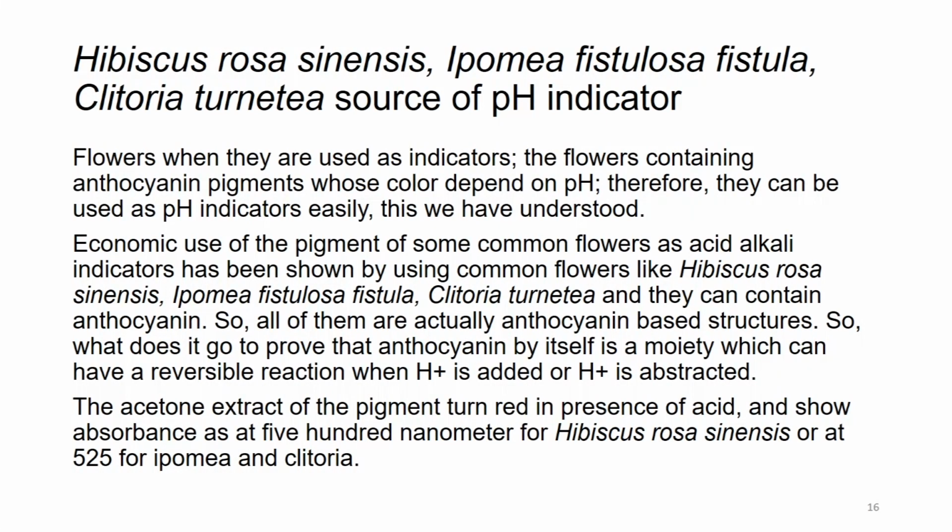Economic use of the pigment of some common flowers as acid alkali indicators has been shown by using common flowers like Hibiscus rosa sinensis, Ipomoea fistula, Clitoria ternatea, and they all contain anthocyanin molecules. So, all of them are actually anthocyanin based structures.